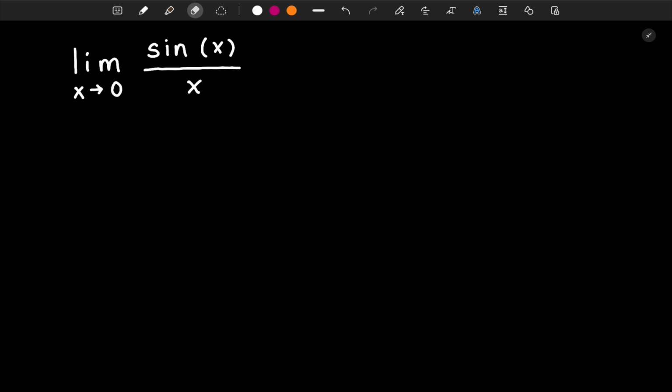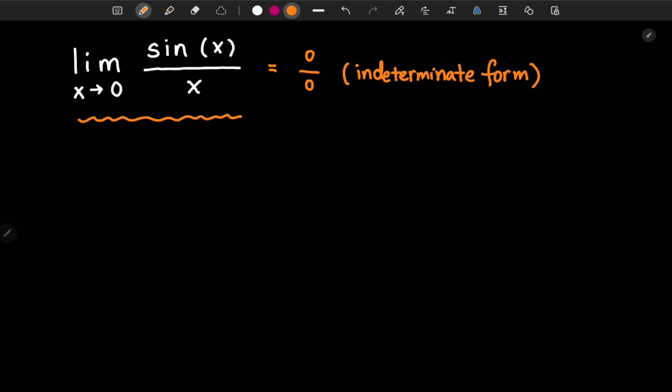In this video, we're going to look at how to solve this limit problem. For this problem, if we plug in x equal to 0 directly into the function, we would get 0 over 0, which is also called an indeterminate form. Indeterminate form means we don't know the limit yet at this point. We need to solve it with a different method.